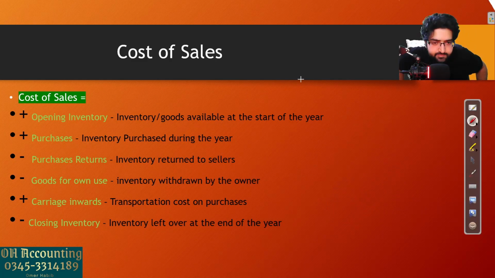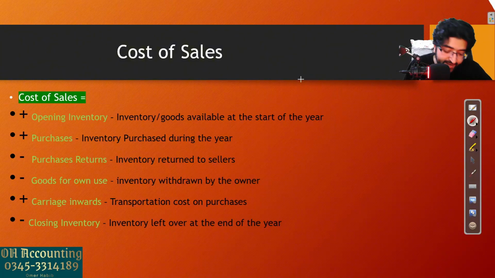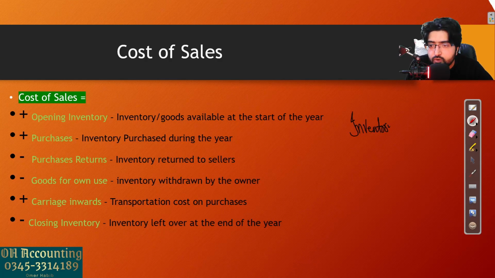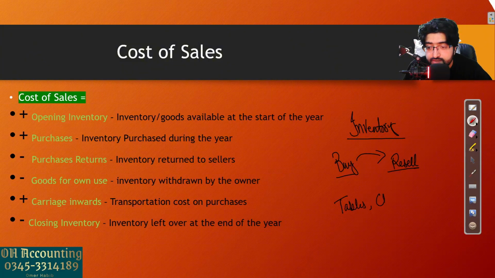Okay. Let's discuss these important headings that are given here, which are part of cost of sales in a way. Okay, let's read these one by one. First of all, we have opening inventory. This is the inventory that you have available at the start of the year. What is inventory? Inventory are the goods that you buy to resell. Okay, you buy these goods and then you resell them. So if it's a furniture shop, your tables, your chairs, these are your inventory, right?